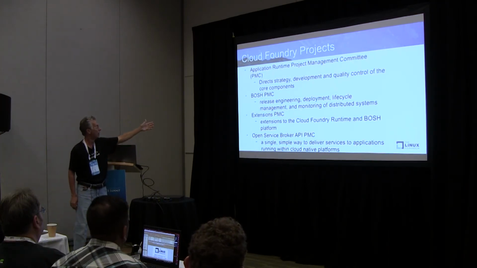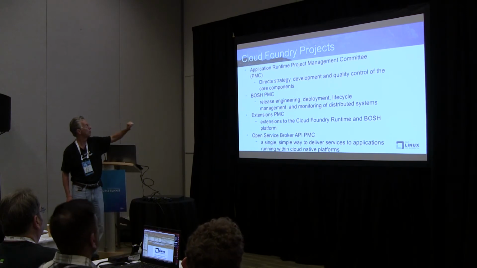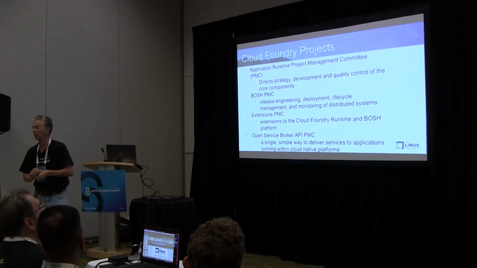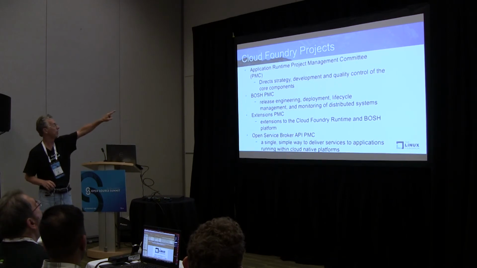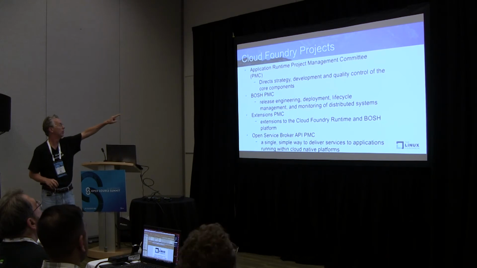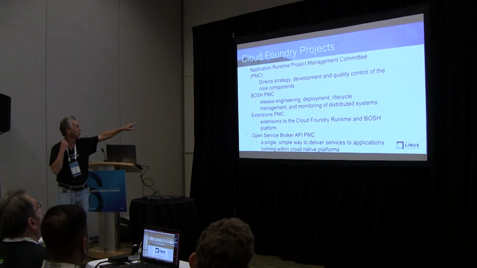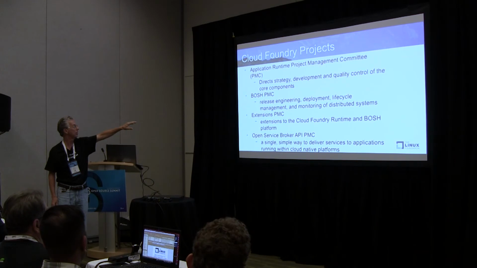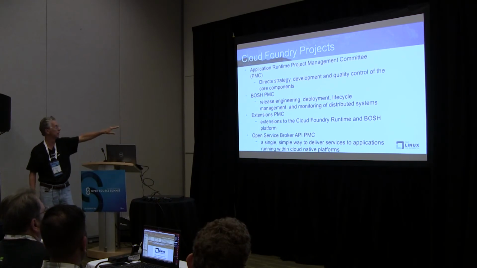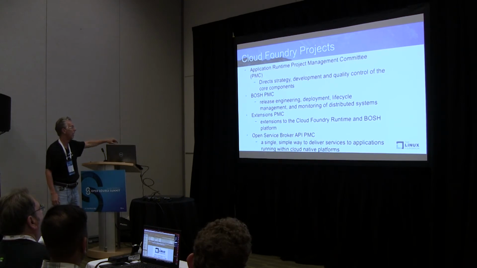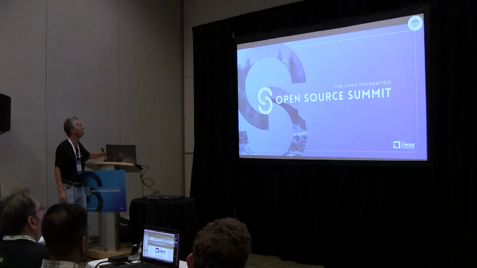There are four different what we call project management committees that have various other implementations and pieces of software that run in there. There's the application runtime project management committee. So they have various projects here. So you have the strategy, development, and quality control of the core components. The BOSH that does release engineering, deployment, lifecycle management, monitoring and distributed systems. Extensions, so extension of the Cloud Foundry runtime, and the Open Service Broker PMC. So these handle the Cloud Foundry.